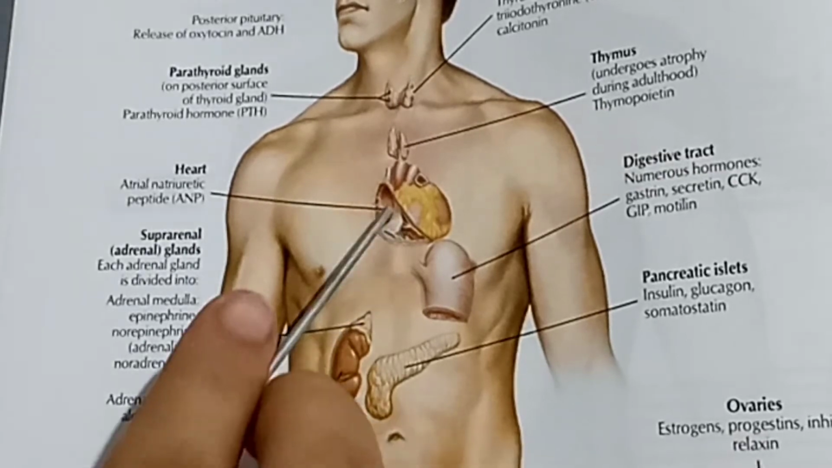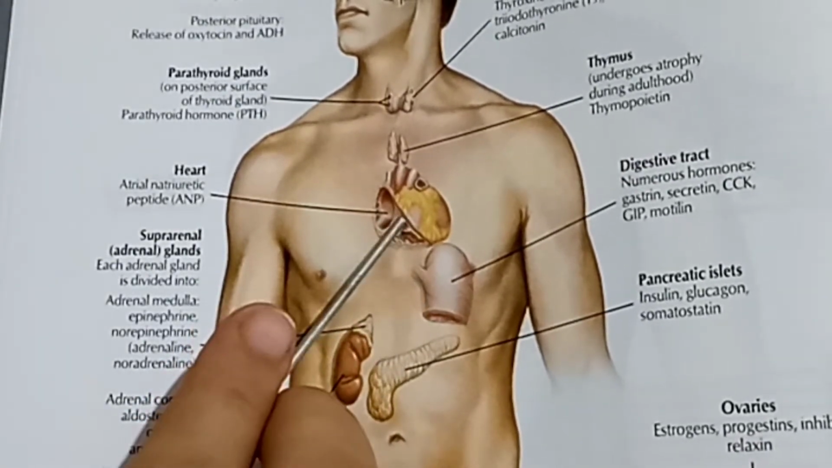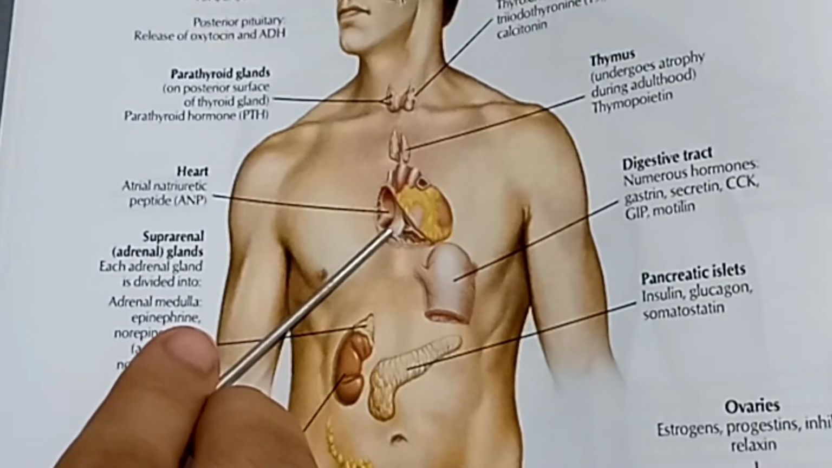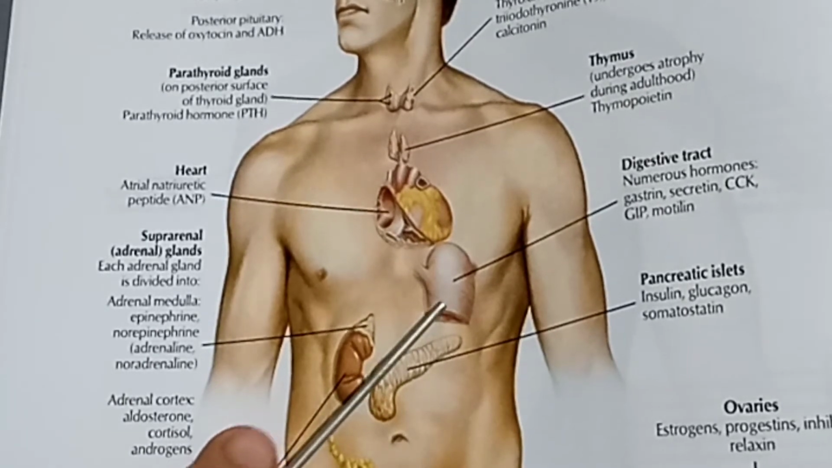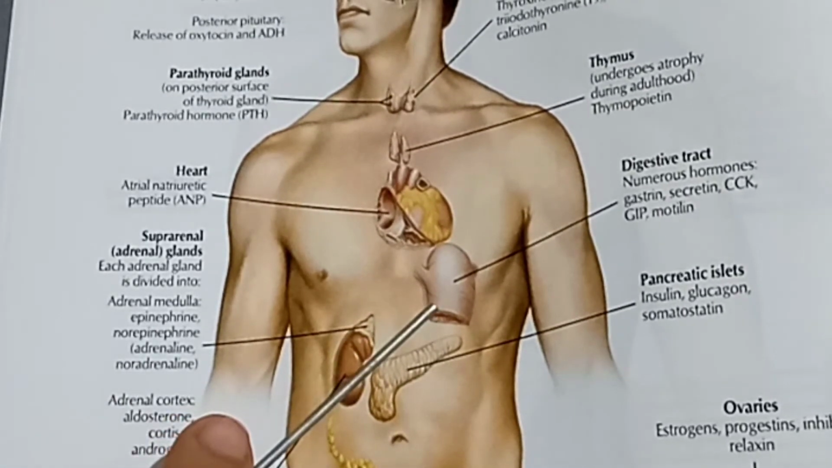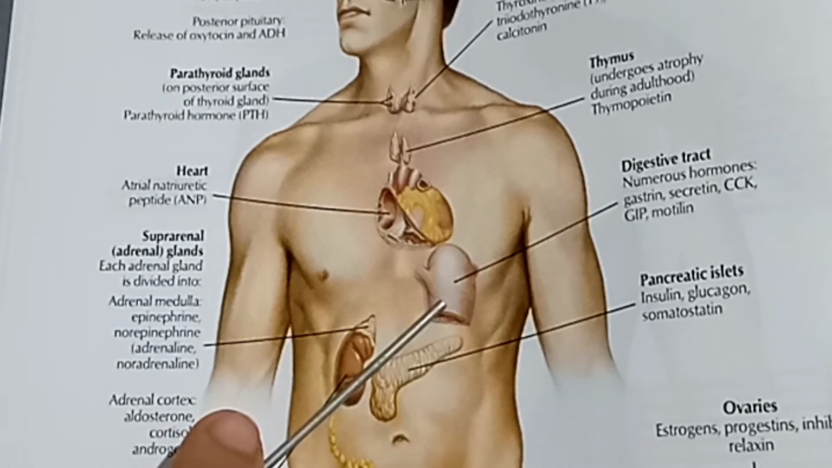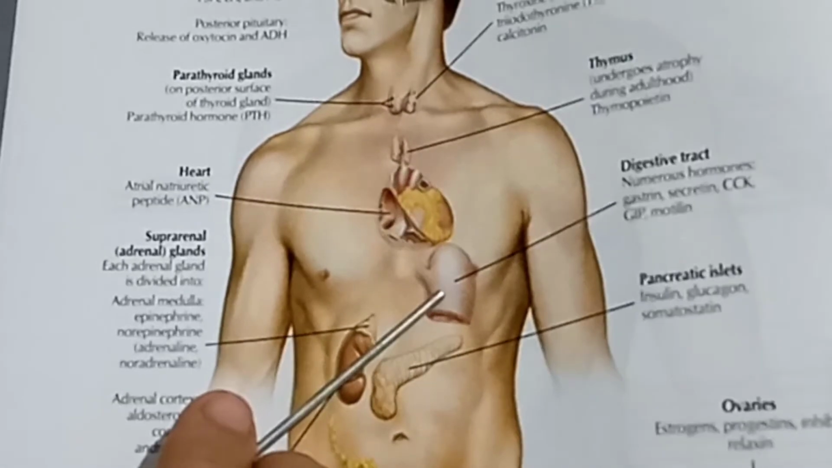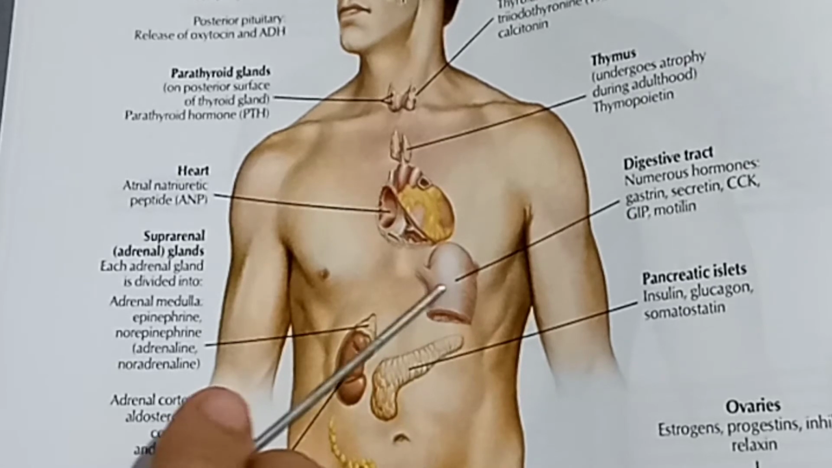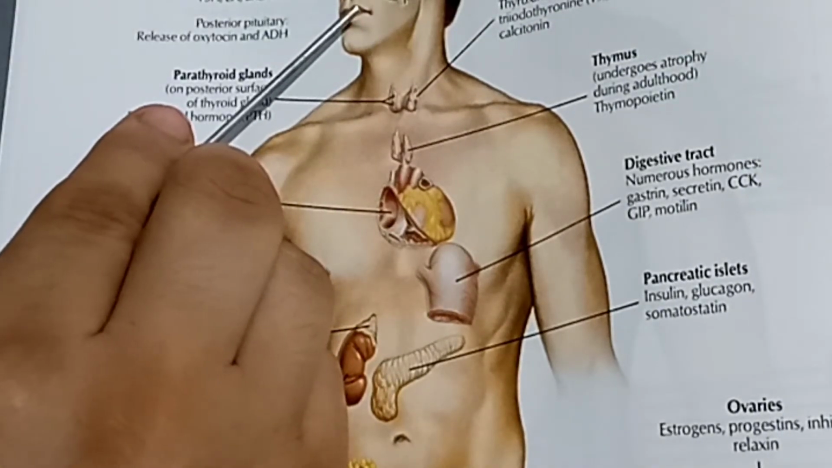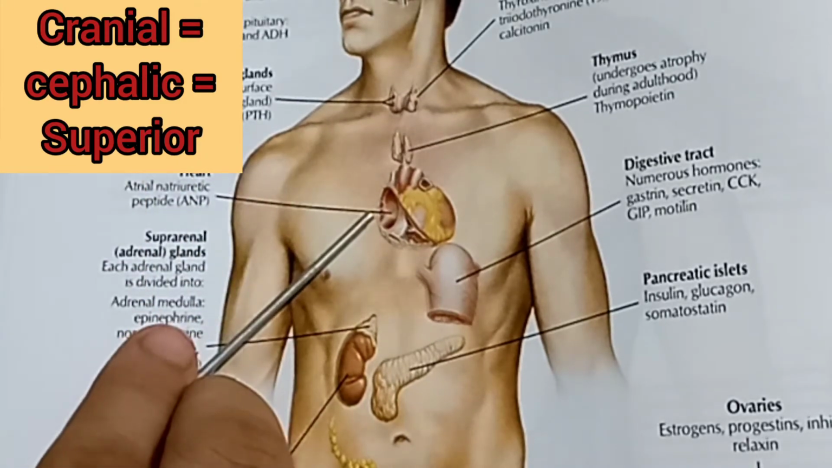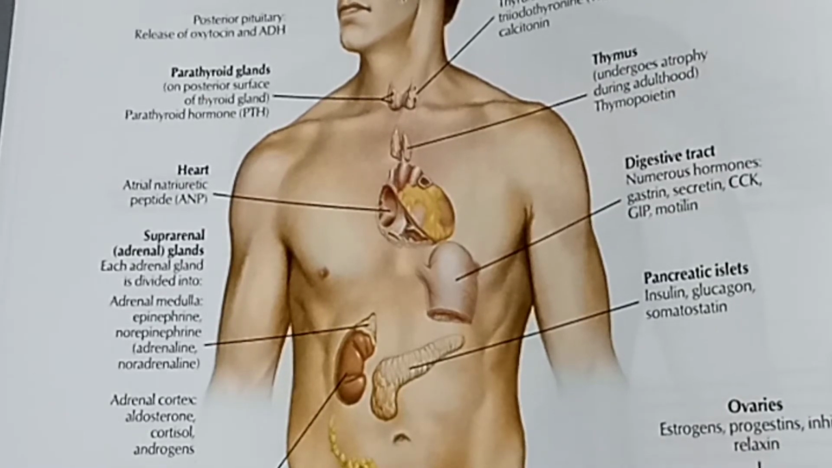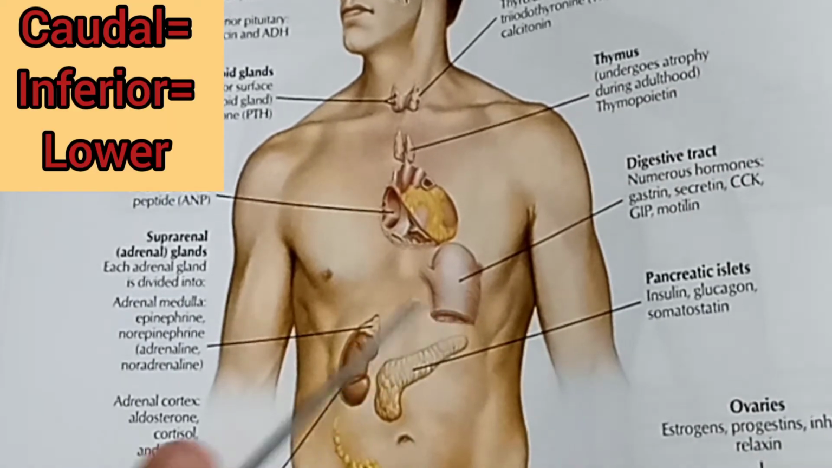For example, we have here the heart and the stomach. The heart lies above, close to the head, so it is described as superior or upper. While the stomach lies below, close to the feet, so it is described as inferior or lower. The words superior or upper, inferior or lower in the fetus are replaced with other words. In the fetus, any structure close to the head is described with the word cranial or cephalic instead of superior, and any structure close to the foot is described with the word caudal instead of inferior or lower.